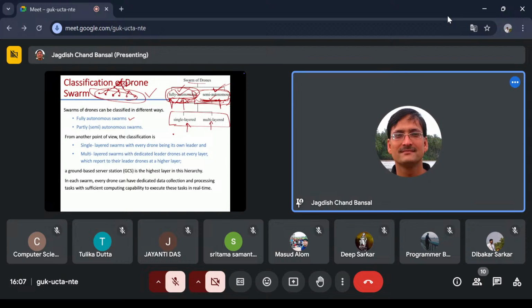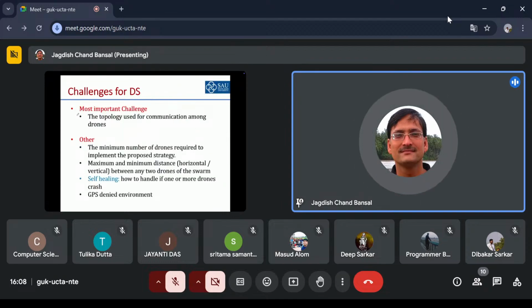Just imagine if this particular drone is killed, then all these drones will not be connected with each other, because these three are connected with each other, these three are connected with each other, and all are connected with the help of this one only. So if this drone is killed or crashed, then the other drones will not be able to make a swarm. And therefore, a single layered drone swarm system is actually required. A multi-layered drone swarm system is not a robust system.